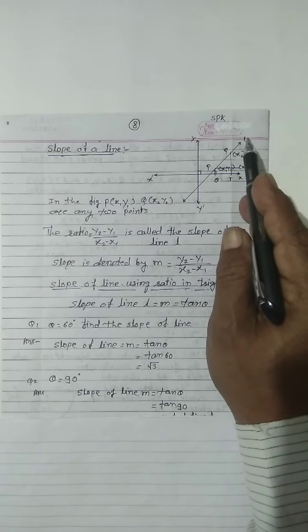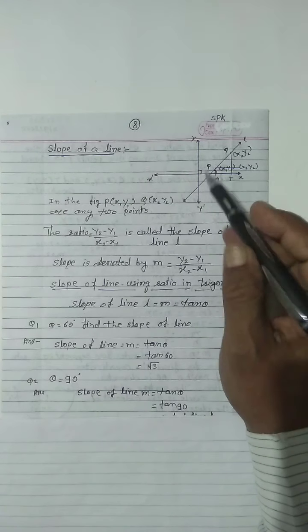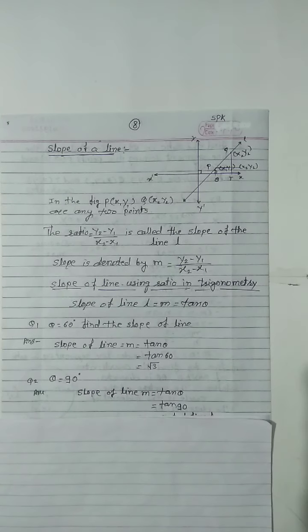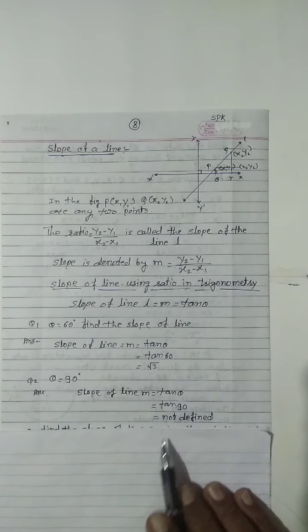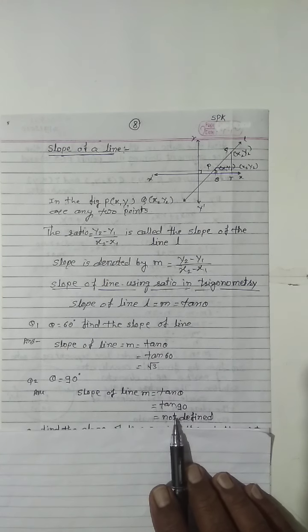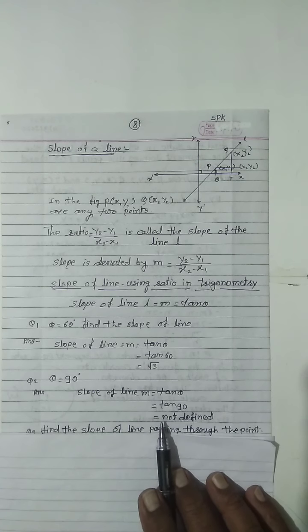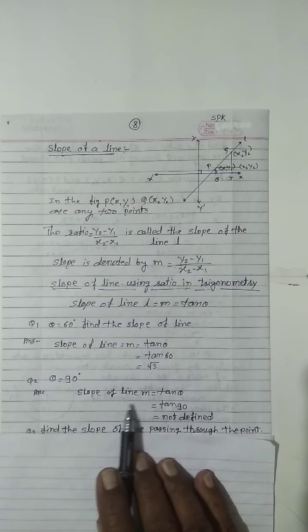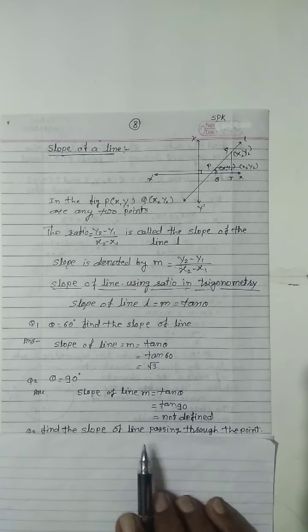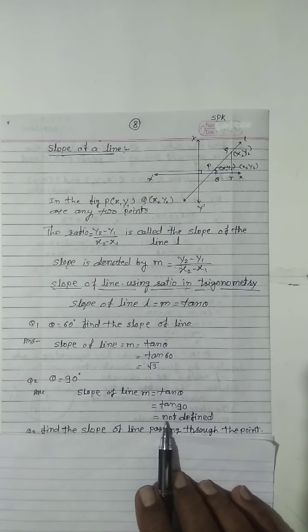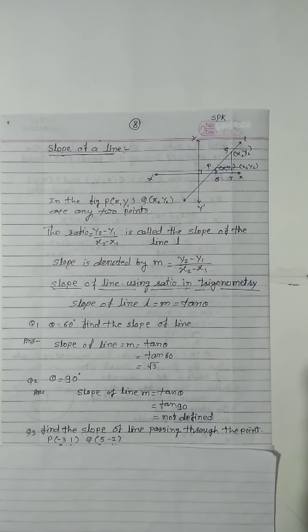90 means this line L is like the y-axis, and the slope of the y-axis is not defined. So we can say that the slope of this line is not defined. When this line makes an angle of 90 degrees, the slope of line m equal to tan theta, tan 90, and the value of tan 90 is not defined, so the slope of line L is not defined.